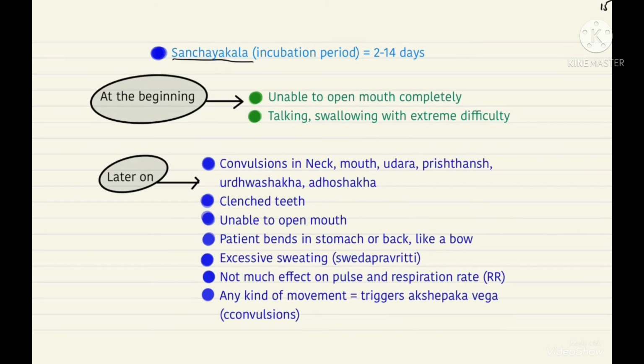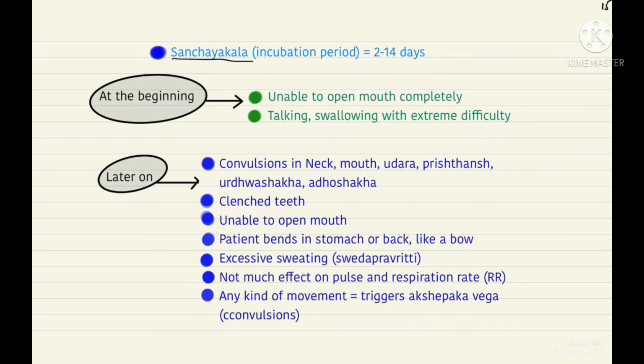Then as the disease progresses later on, there will be convulsions in the neck, mouth, udara prishtansha, urdhva shakha and adho shakha. So there will be convulsions in all these places. There will be clenched teeth. The patient will be unable to open the mouth. Also the patient will bend in the stomach or in the back like a bow. So either it will be a forward bend or a backward bend like a bow.